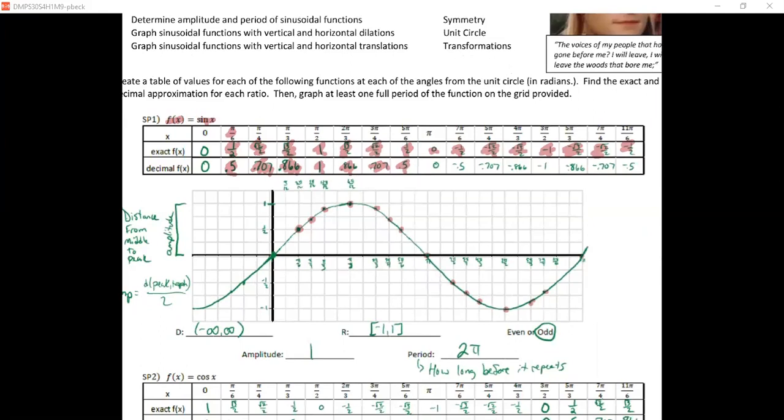I'm going to try to put a lot of these waves in context, and as we do manipulations of these equations, we're going to state what the transformation is in real life.